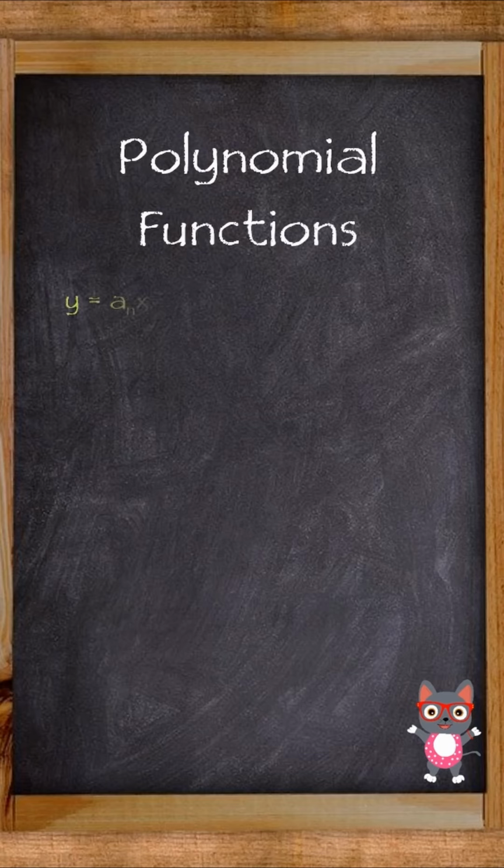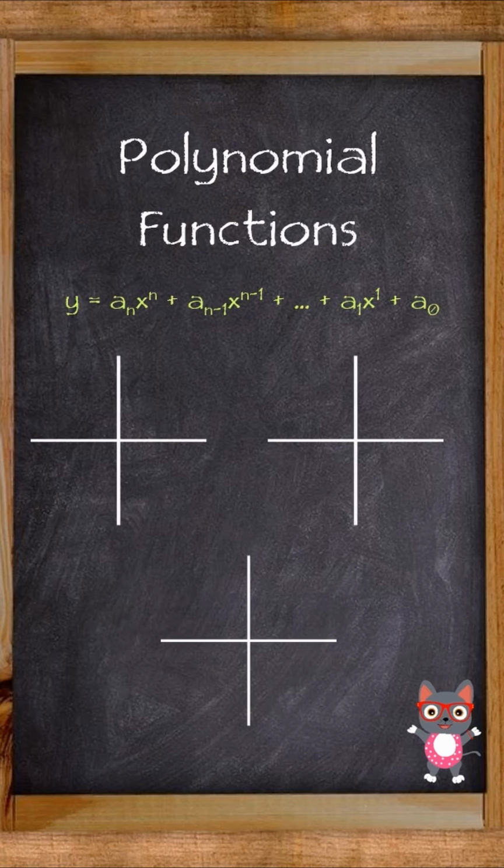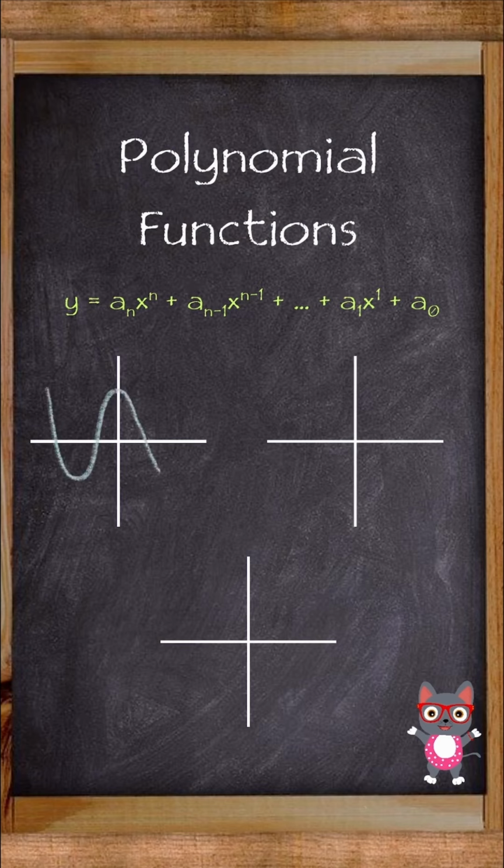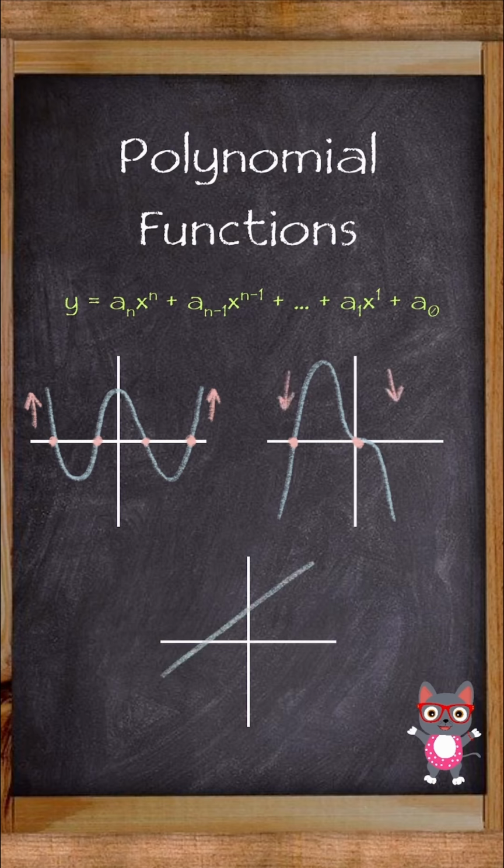Polynomial functions are summation of variables with varying degrees multiplied by coefficient. This example, n equals 4. There are 4 different intersection points, a is greater than 0. This one, n is also 4. There are 2 different intersection points, and a is less than 0. This is a linear graph. It is also an example of polynomial function.